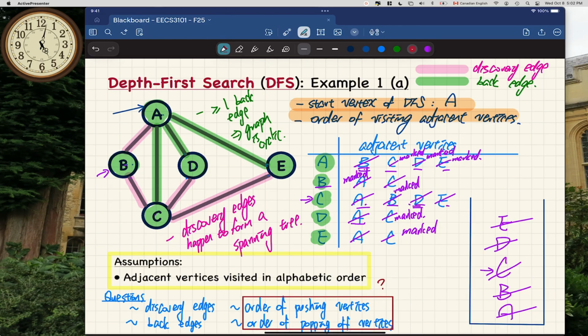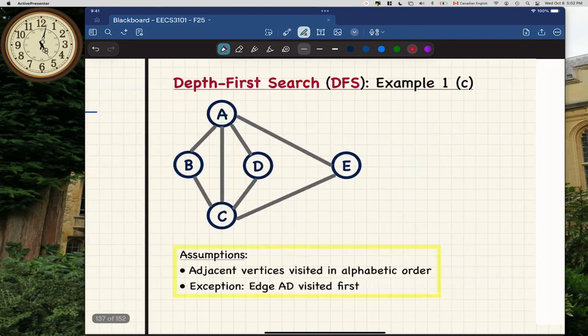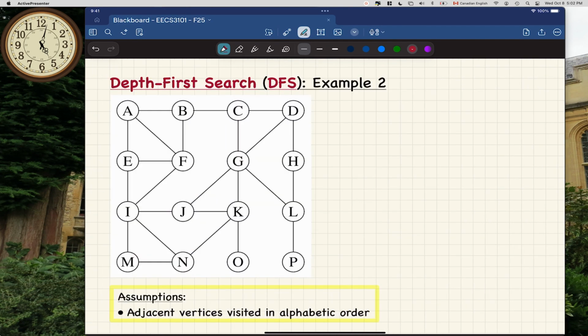Let me revisit the process, and I'll put the answer there. Yes, exactly. Good. All right, so try that. And then, guys, this one here is going to be fun. Okay? You can see it's a much more complicated graph.